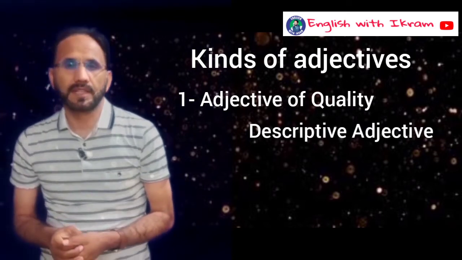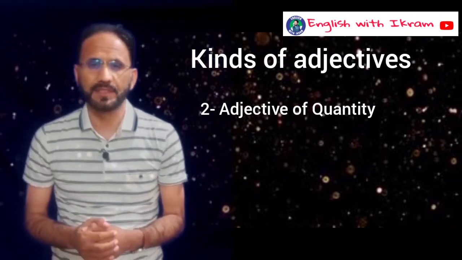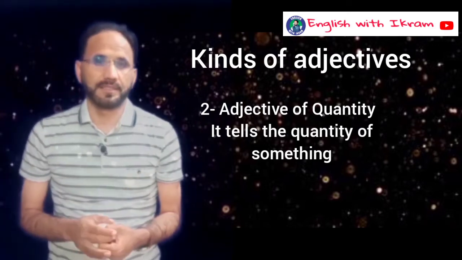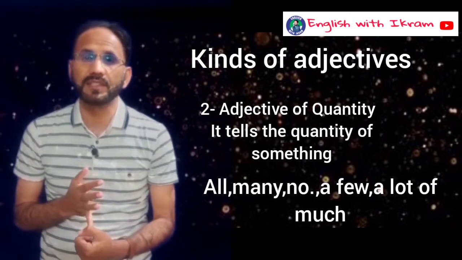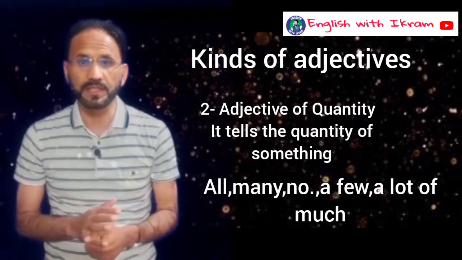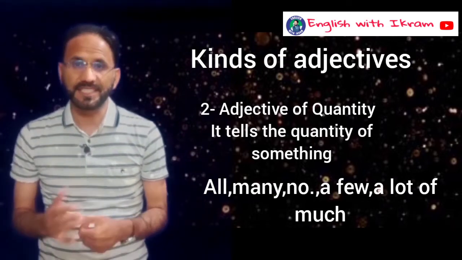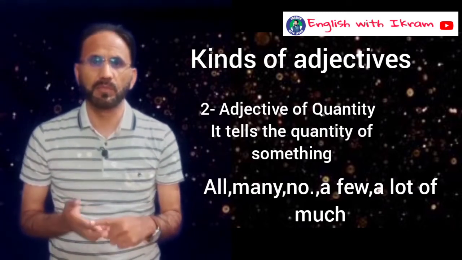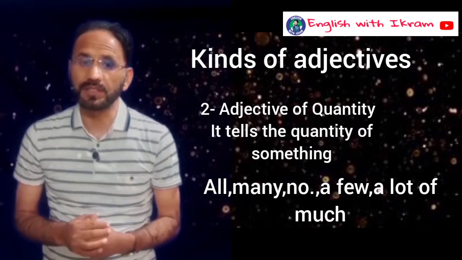Then kind number 2, adjective of quantity. A quantitative adjective simply tells the quantity of something. I have discussed that an adjective answers one of three questions. Adjective of quantity answers the question how much or how many. How many students? All the students. No students. Many students. How much water? Less water. Much water. So less, a lot of, much, more, many, no, a few. These are adjectives of quantity.